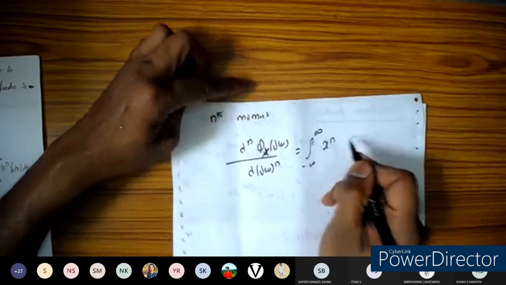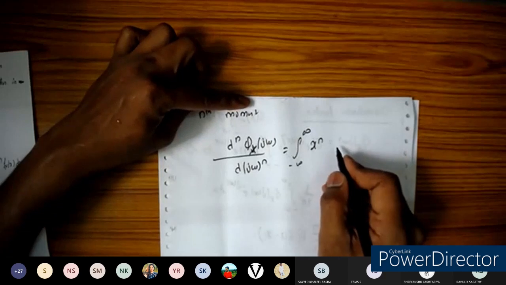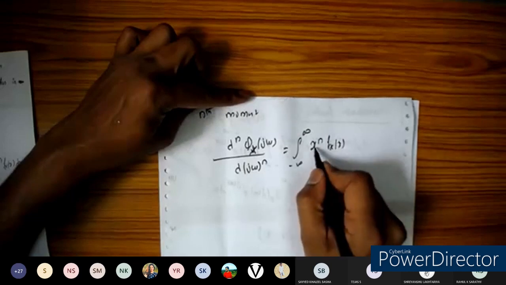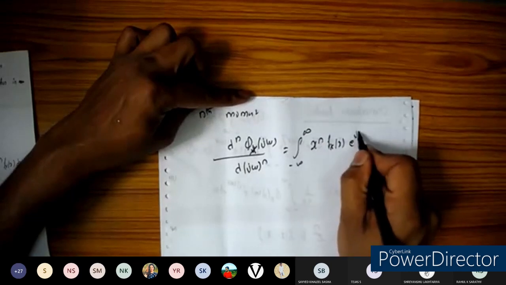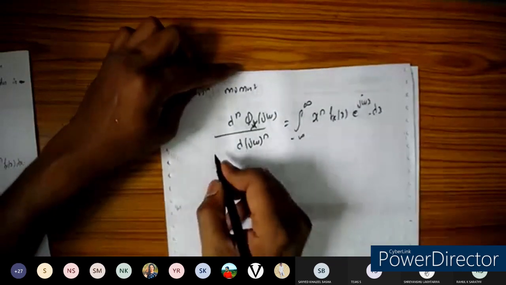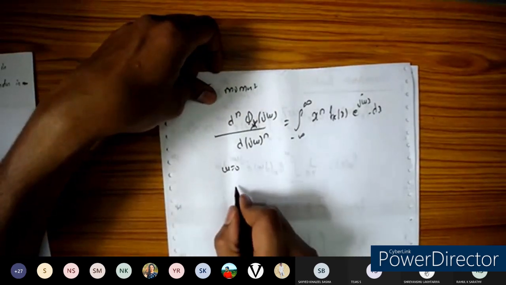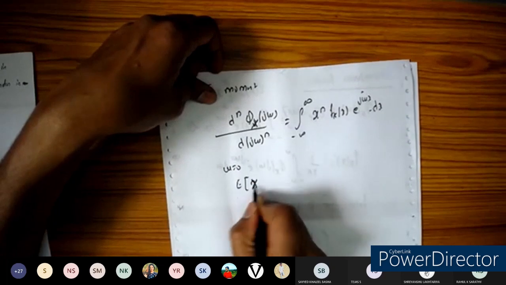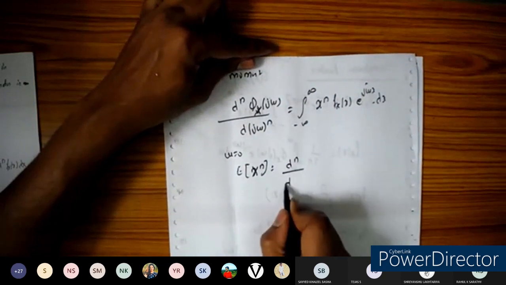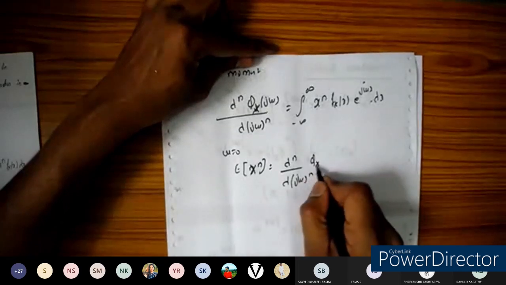The nth moment is nothing but, as we have already seen, the nth moment of the random variable in finding the mean and the mean square value. It will be taken like this: f_X(x), and for the nth moment x to the power of n will come here, into e to the power of j omega x into dx. If we set omega equal to 0, it will become the nth moment, the expected value of x to the power of n. So we are going to set omega to 0 here in phi_X of j omega.